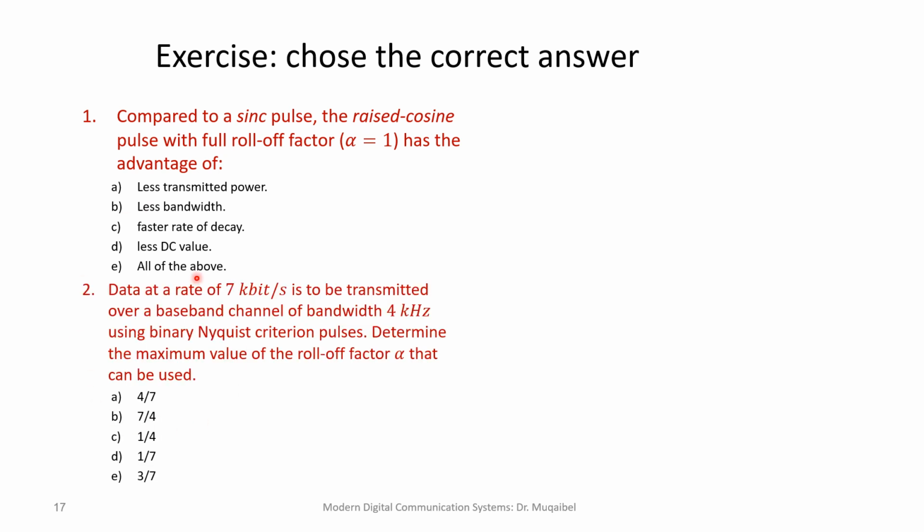The second multiple choice question says data at a rate of 7 kilobits per second is to be transmitted over a baseband channel of bandwidth 4 kilohertz. So we're given the data rate, we're given the bandwidth. Using binary Nyquist criteria pulses, determine the maximum value of the rolloff factor alpha that can be used. A, B, C, D, E. Mark your answer.